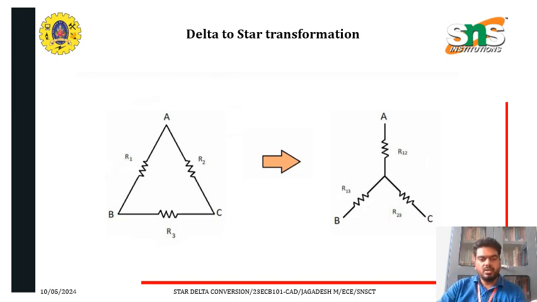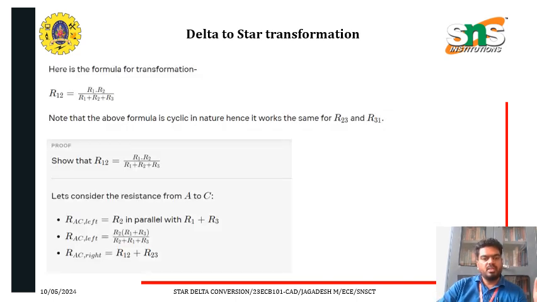To convert delta to star, as well as star to delta, we use some formulas. Here are the formulas for transformation. Here R12, which we know is mentioned in the previous slide, is R1 into R2 by R1 plus R2 plus R3. Note that the above formula is cyclic in nature, hence it works the same for R23 and R31.